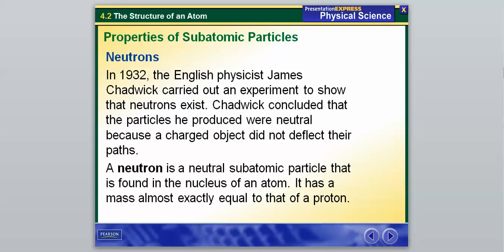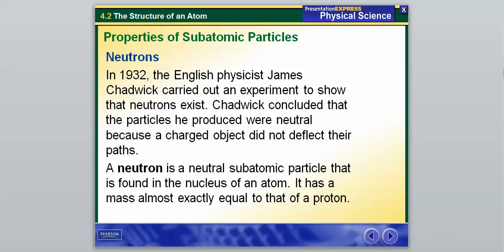He concluded that the particles he produced were neutral because a charged object did not deflect their paths. We know now that a neutron is a neutral subatomic particle that is found in the nucleus of an atom, and it has a mass almost exactly equal to that of a proton. So we have protons, neutrons, and electrons. Protons are positive, neutrons are neutral, electrons are negative.